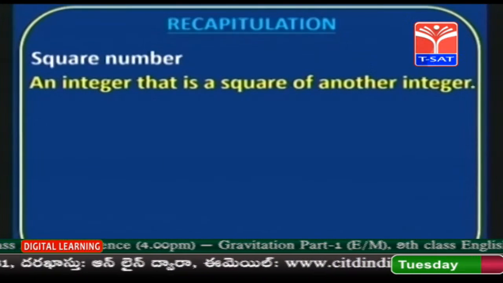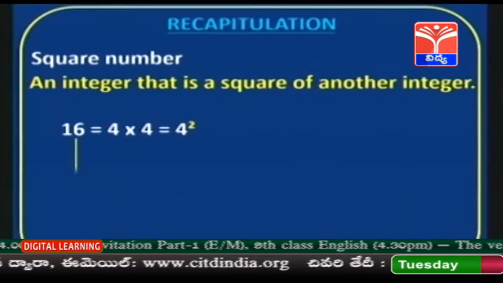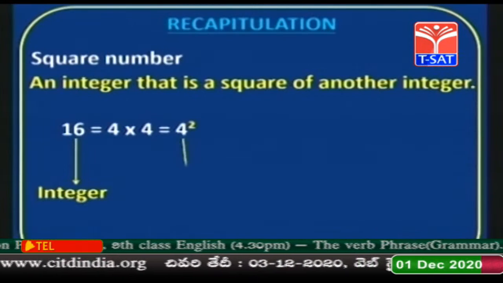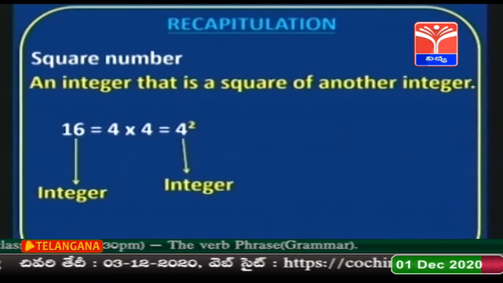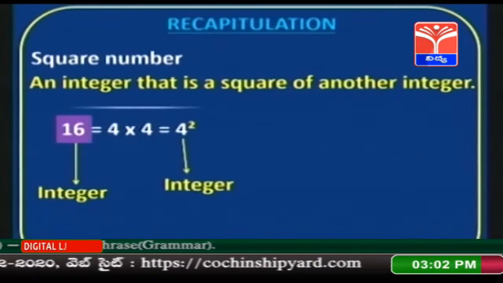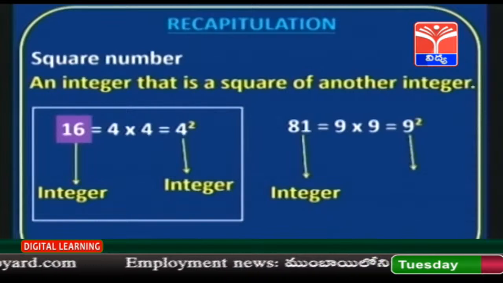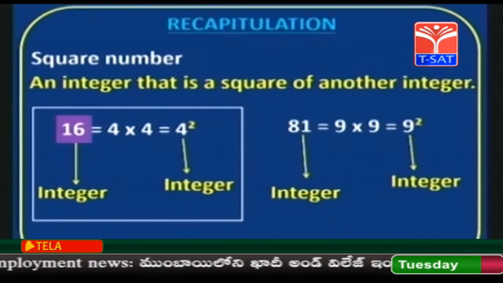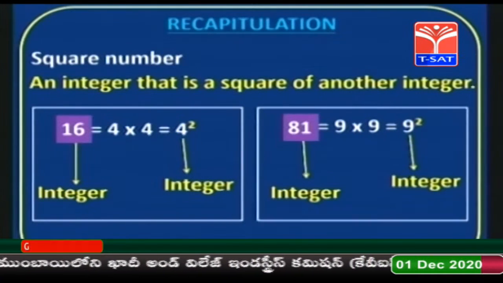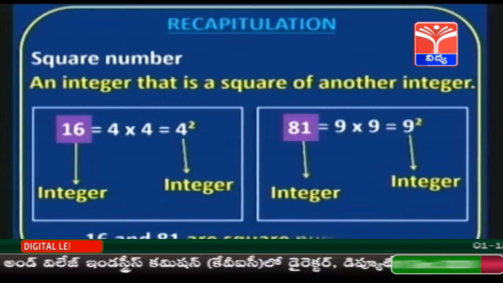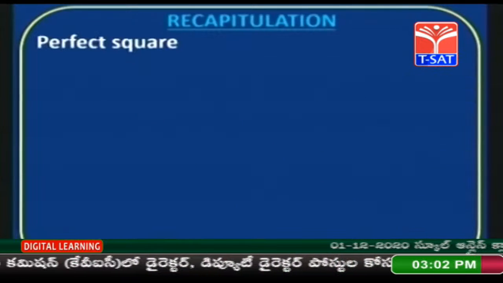Children, let us recapitulate what we have learnt in our last session. Square number: an integer that is a square of another integer. 16 can be written as 4 square, where 16 is an integer and 4 is also an integer. 81 can be written as 9 square, where 81 is an integer, 9 is also an integer. So 16 and 81 are square numbers.